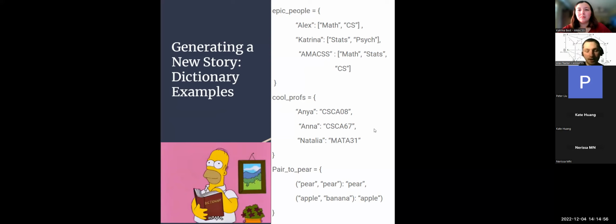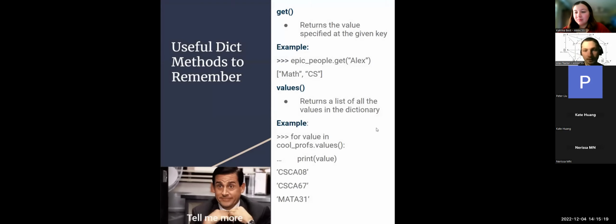And finally, we have pair to pair, which instead uses tuples of strings as our keys. And if you remember, tuples, unlike lists, are immutable. So these are also valid keys. So remember that you can use tuples as keys, just not lists. You cannot use lists as keys. And as you can see, we're just pairing things up.